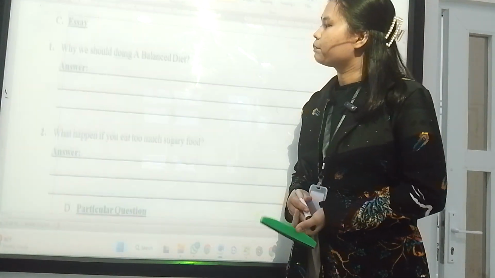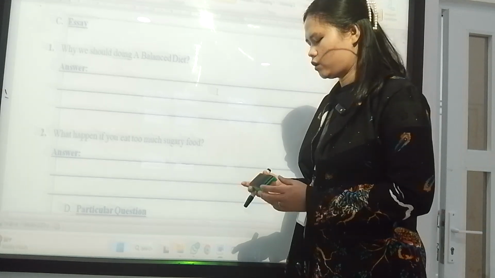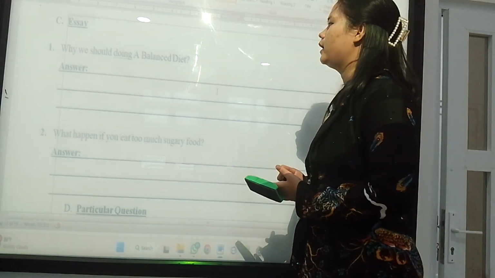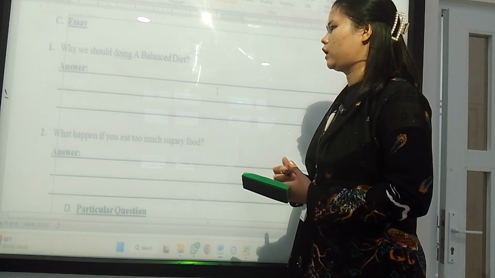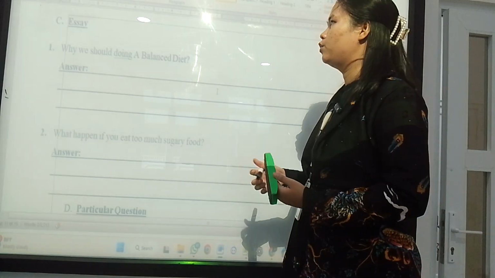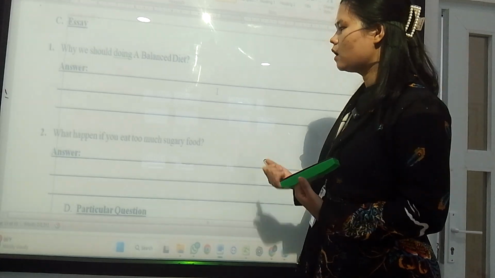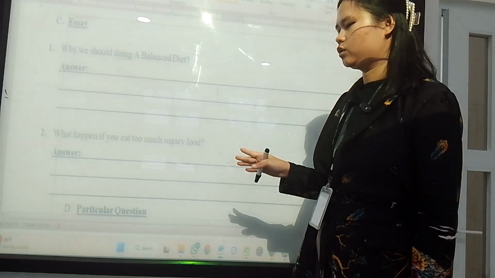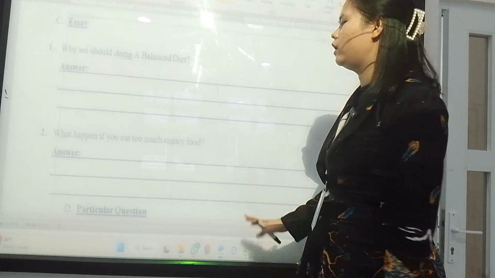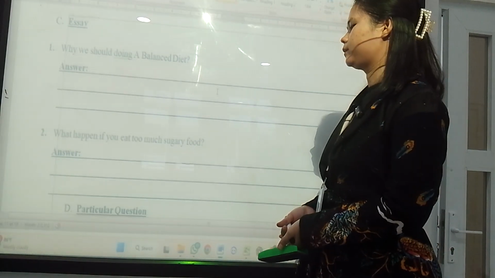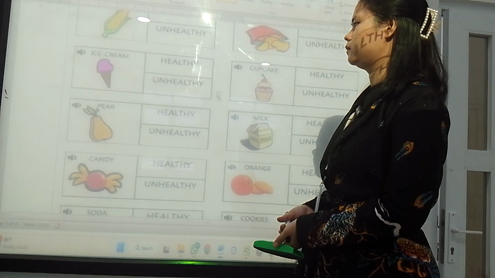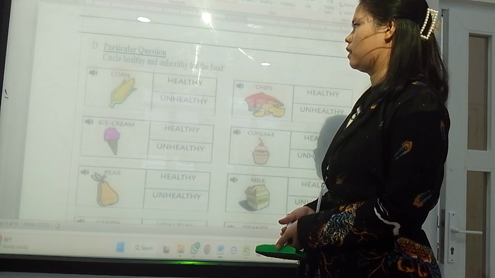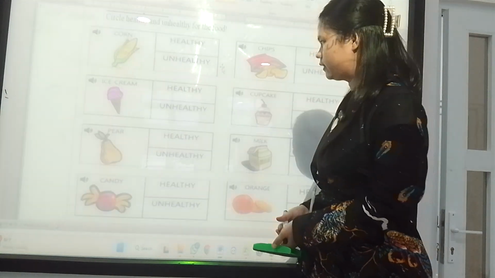Okay, question number 1. Why should we do a balanced diet? By doing a balanced diet, we can know the essential food that we eat, we can sustain our energy, and we can also maintain our weight. What happens if you eat too much sugary food? If we eat too much sugary food, it can cause tooth decay and also lead us to diabetes. Okay, I see. So how about this one? This one, you ask the student to determine whether this is healthy or unhealthy, right? Yes.